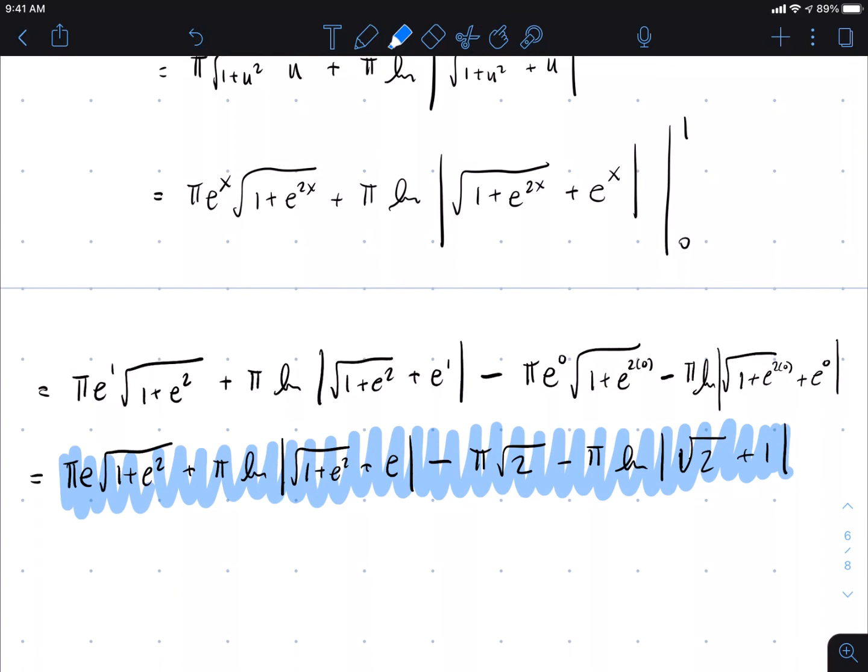How many techniques were used in this problem for integration? I believe there was 4, correct?